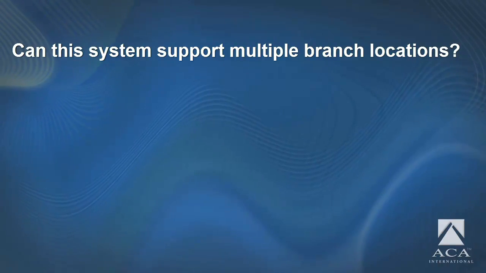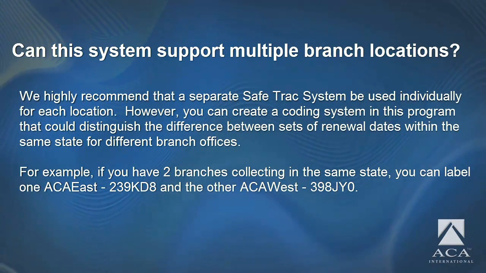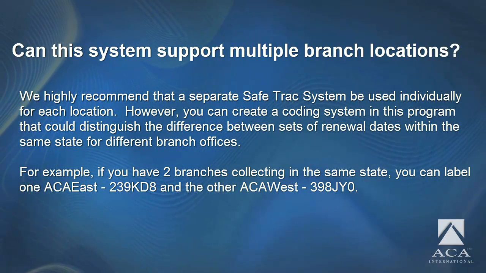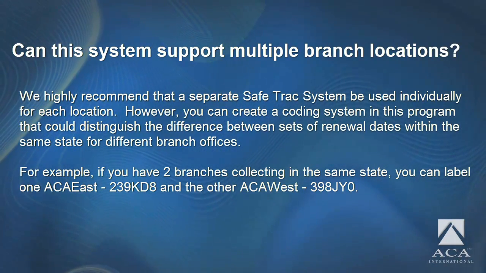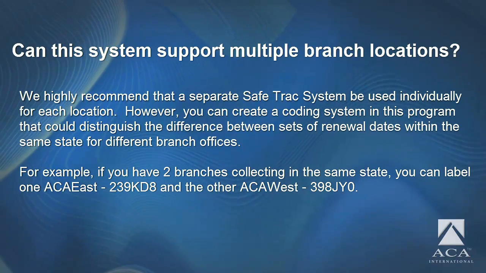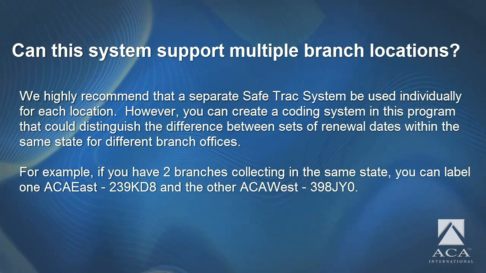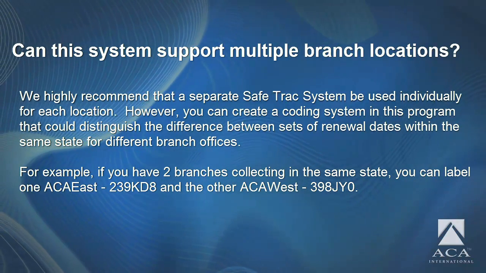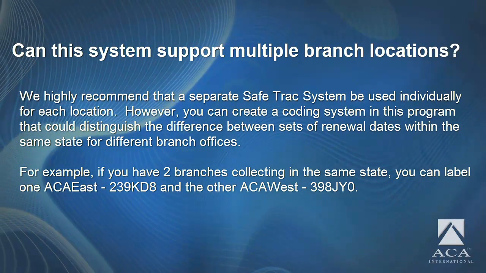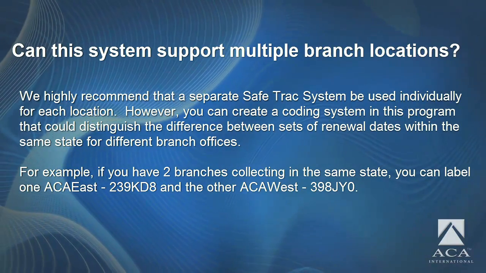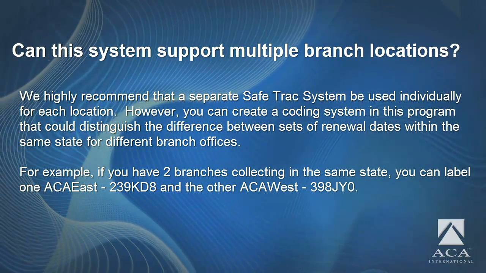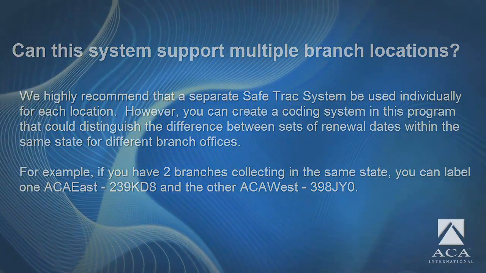Can this system support multiple branch locations? We highly recommend that a separate SafeTrac system be used individually for each location. However, you can create a coding system in this program that could distinguish the difference between sets of renewal dates within the same state for different branch offices. For example, if you have 2 branches collecting in the same state, you can label one ACA East 239KD8 and the other ACA West 398JY0.